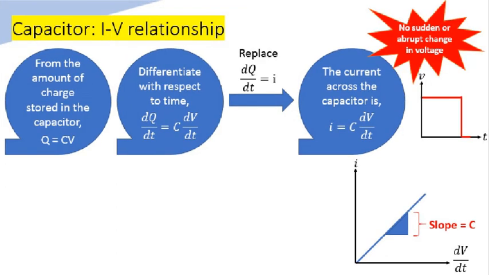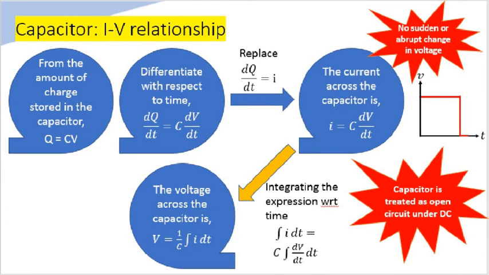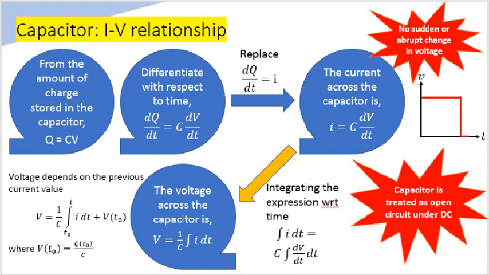From this expression too, the voltage across the capacitor must not change instantaneously. Conversely, we treat the capacitor as an open circuit when it is operating under direct current. To find the voltage expression, we integrate the current expression with respect to time and rearrange it. Please note that the voltage depends on the charges being stored in the capacitor.